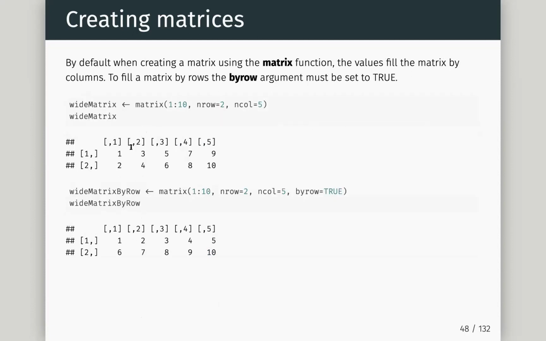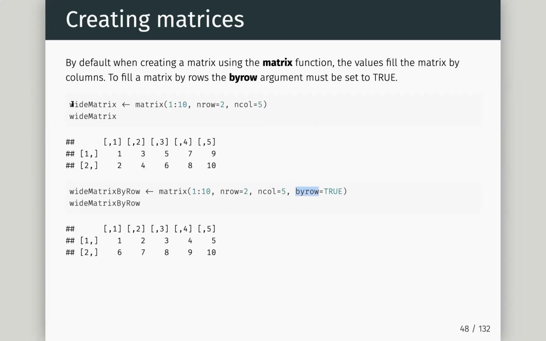So by default, we see it's going down. Actually, that tends not to be the way we want to fill these matrices from our vectors. Often we want to go left to right. And we can control how that works by using this by row argument.